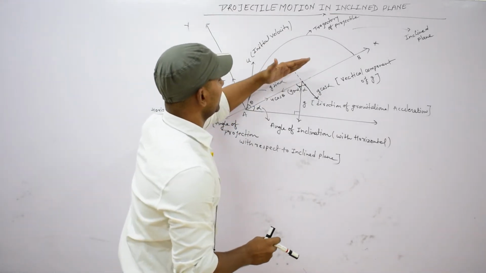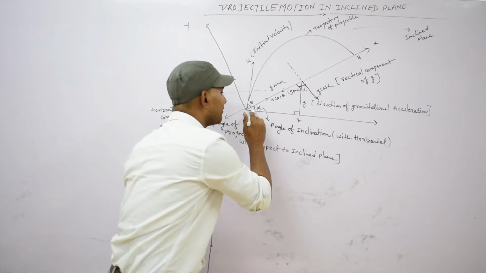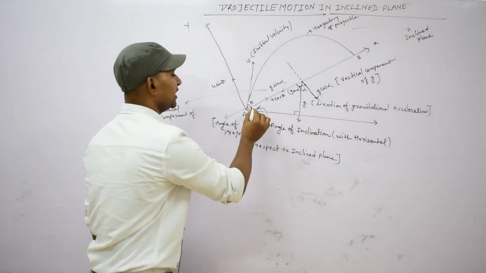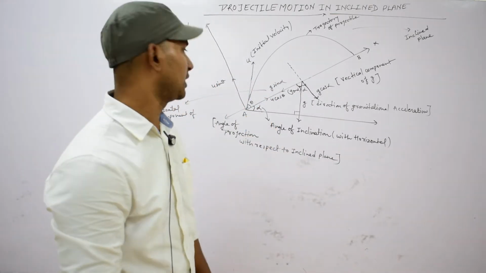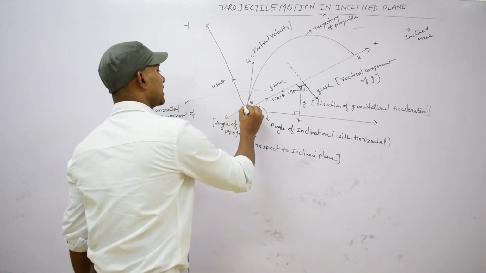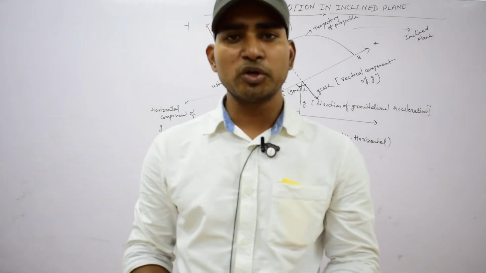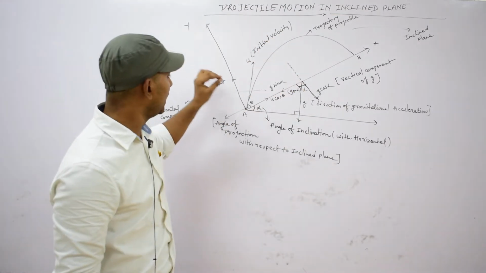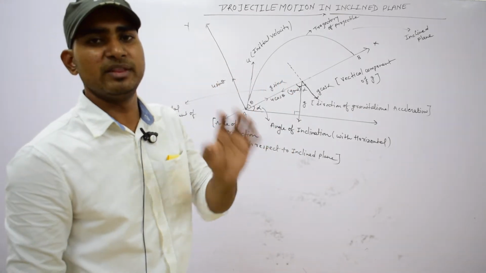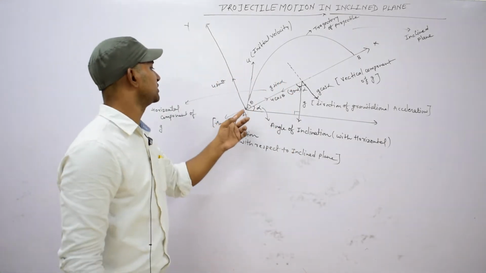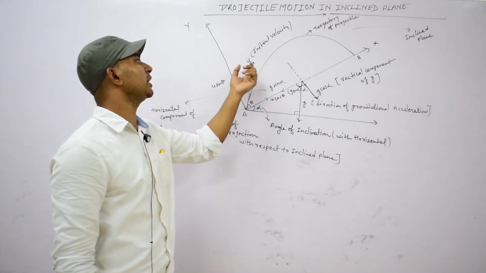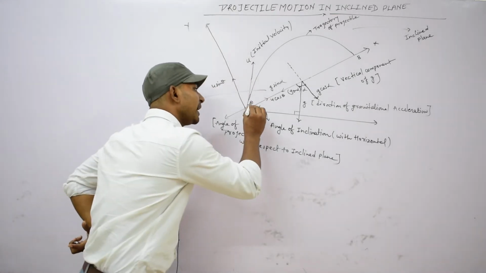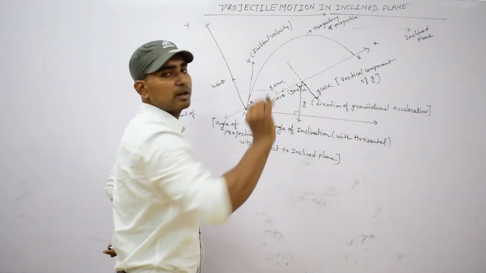Now this plane is making an angle alpha degree with respect to the horizontal, or the ground line. That's why it is called the angle of inclination. As it is related to our projectile, suppose with respect to this plane any body is thrown upward with the initial velocity u. At this particular point A, I am throwing a body with a speed of u, making an angle theta degree with respect to this inclined plane.